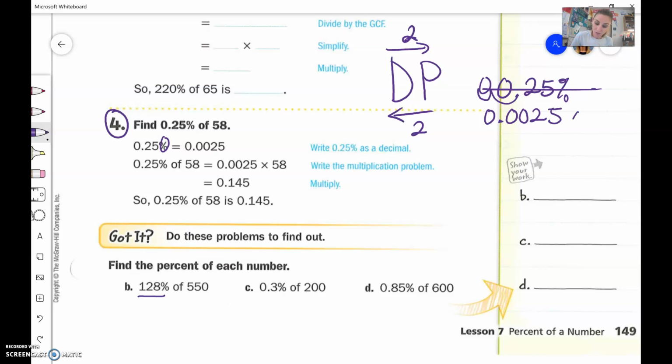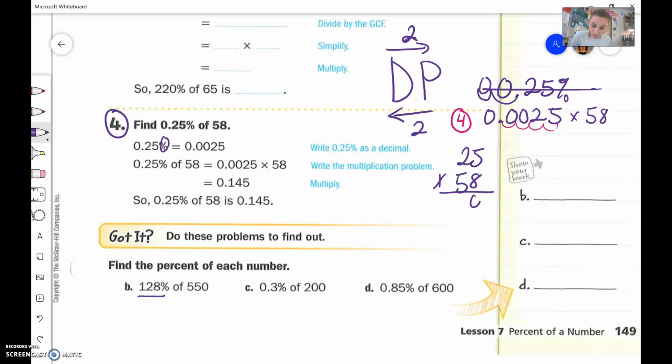So now I'm really taking this and multiplying it by 58. Now, when we multiply decimals, we want to get rid of the decimals, move them out all the way to the end, and then bring them back in once we have the answer. So when I look at 0.0025, I'm going to move that decimal over 1, 2, 3, 4. And I'm going to write a 4 up here so that I know that's what I have to move it back to. Because I've moved that decimal point out, I am just left with 25 times 58.